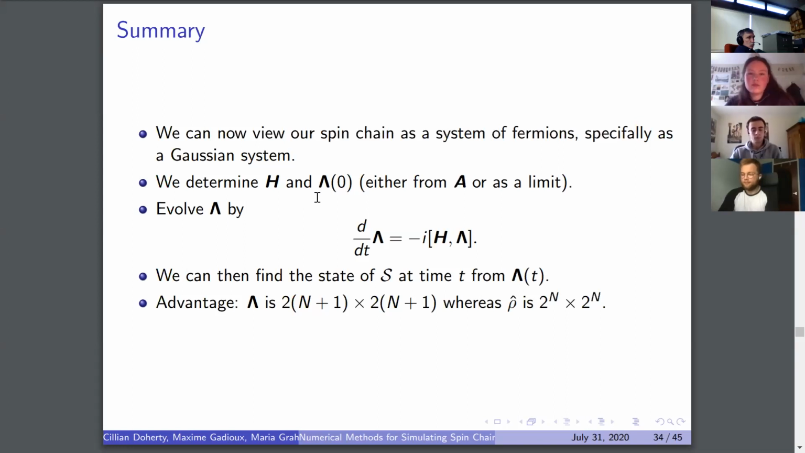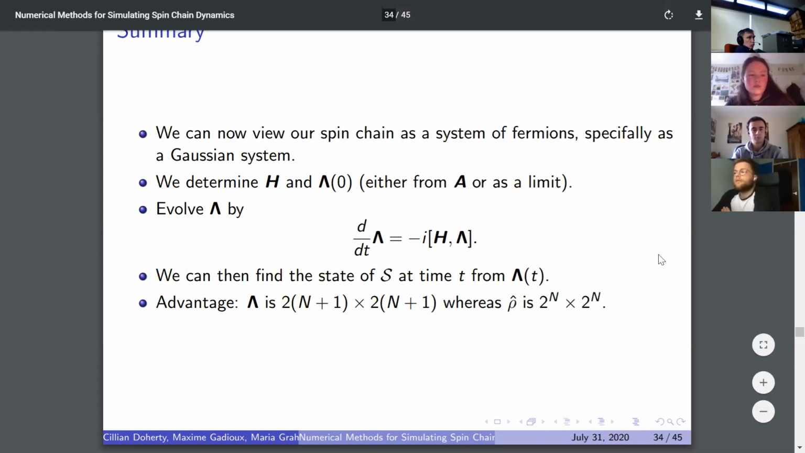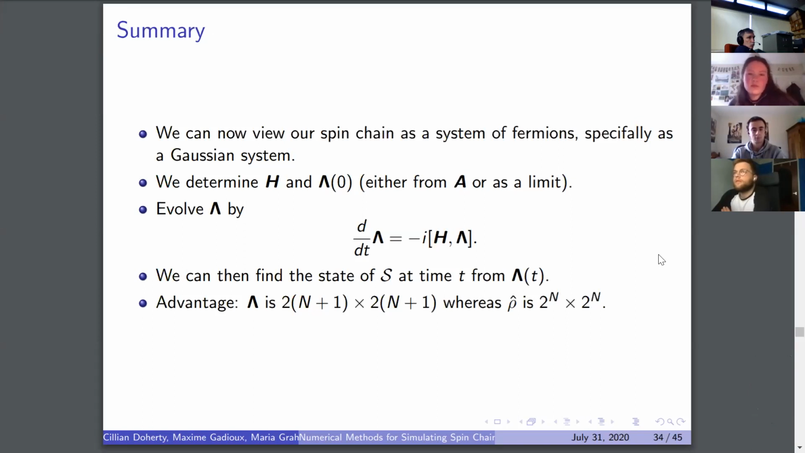And we determine as well the initial covariance matrix, lambda at time 0. And then we determine it again from the matrix A via the hyperbolic tan relation, or as a limit in the case of pure states, which is what we did most of the time. We were looking at cases where our initial state was pure. And then once we have these, we just evolve lambda by this Schrodinger type equation. And then at any time t, we can find the state of S just from lambda of t.